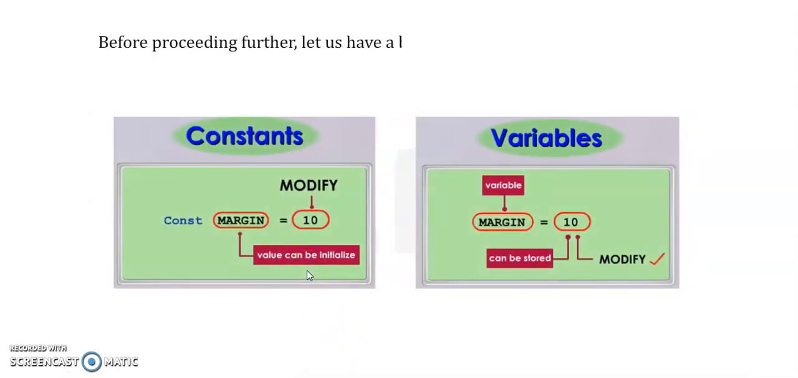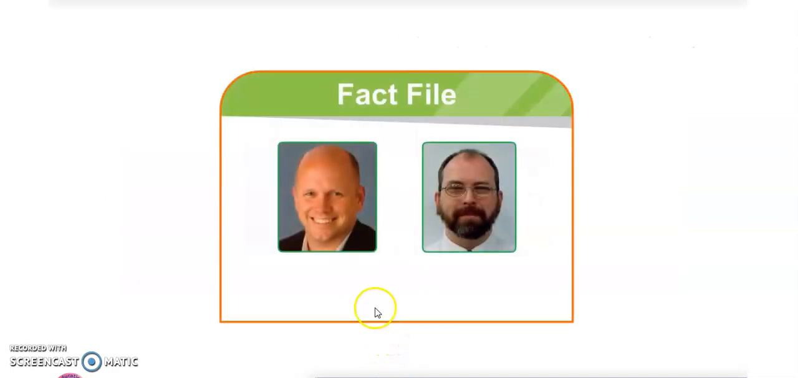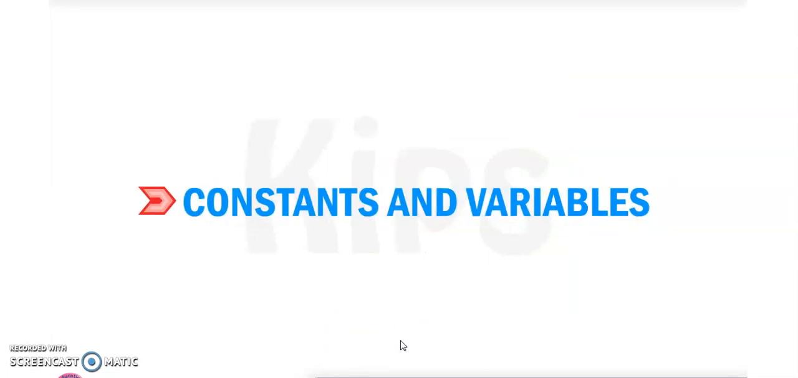So before proceeding further, let us have a brief review of constants and variables. What are constants and variables? Now there is a fact file: Ian Larsen and James M. Reneau developed BASIC-256 in 2014. Now, constants and variables.